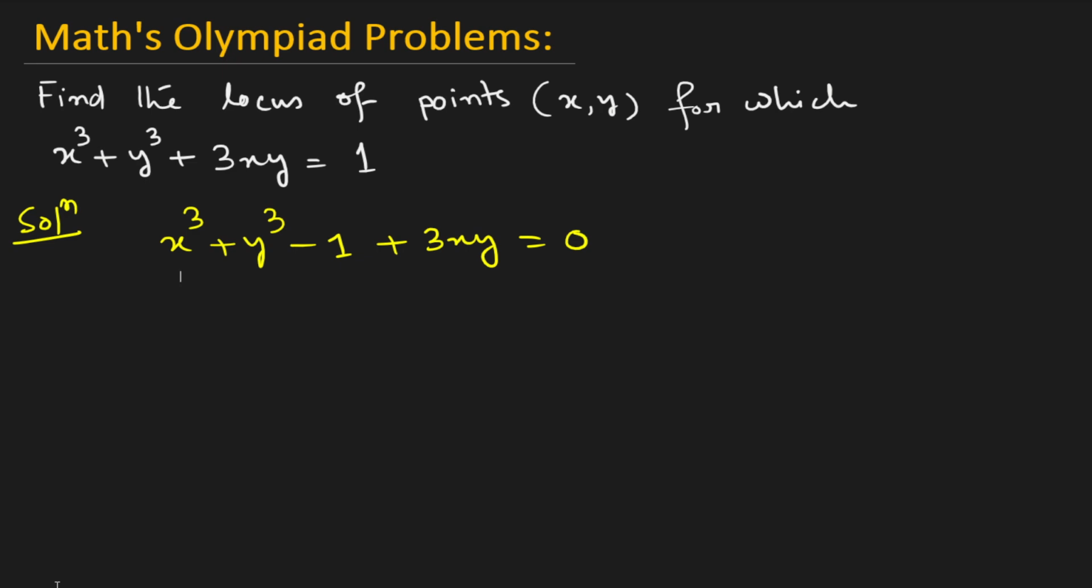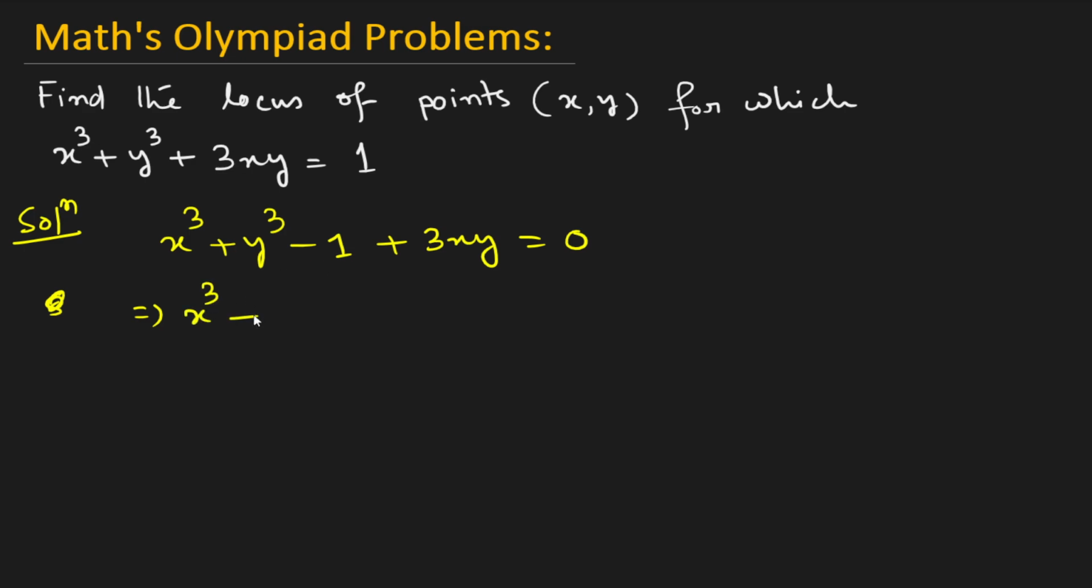So today we are going to solve a very important sum on algebra. Now what to find? Find the locus of points x comma y. Locus means, I think you all know, the path of the moving particle, for which x cube plus y cube plus 3xy is equal to how much? 1. So what we'll do, first we have to bring this minus 1 on the left hand side.